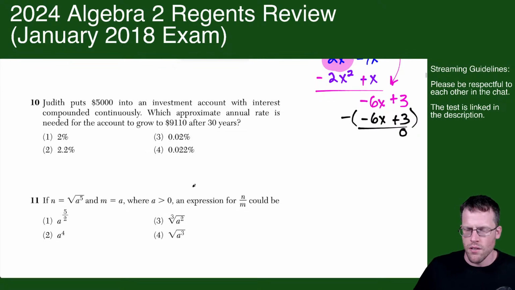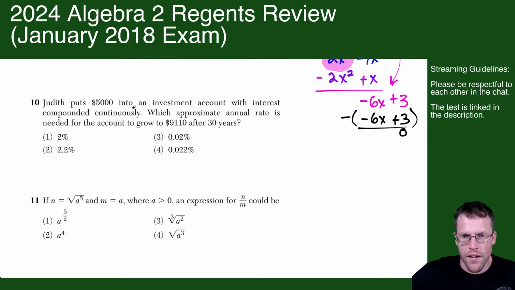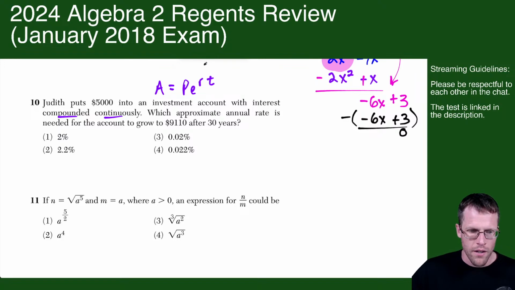All right, let's just see. So this one, Judith puts $5,000 into an investment account with interest compounded continuously. Okay, so compounded continuously is Euler's formula. So this one here, Pert. All right, we call it Euler's because that exponential term is named after Euler, Leonard Euler. He's basically the goat of math. So he's a really impressive guy to have a number named after him. So this is what we're going to plug into.